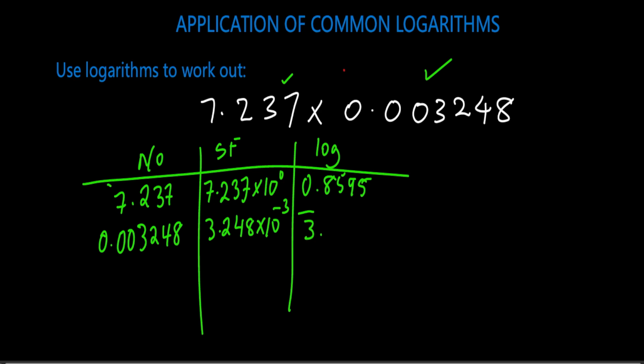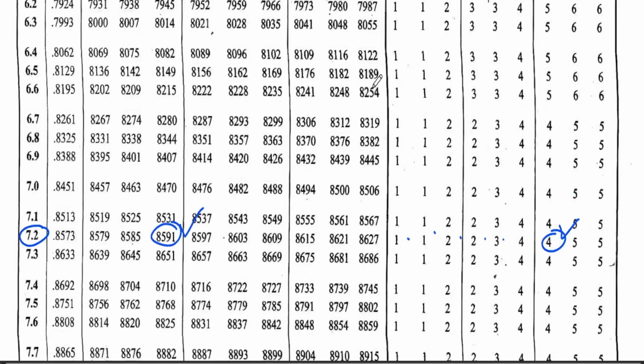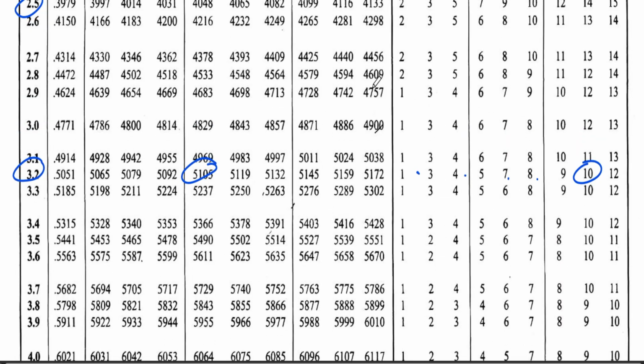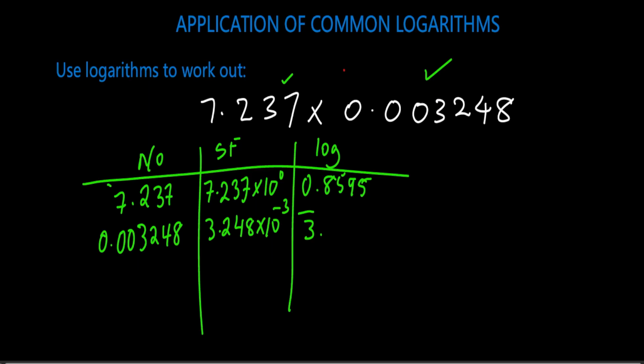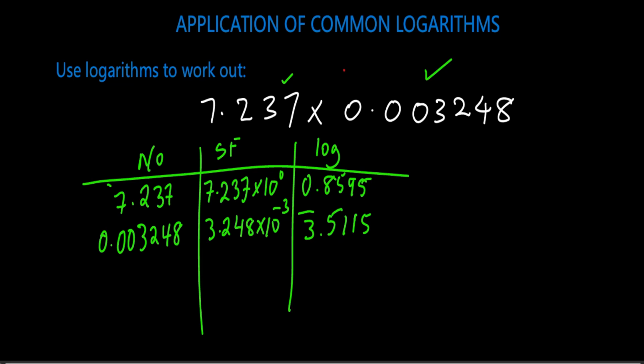Then let's search for the log of 3.248. This is 3.2, this is 4, and this is 8. So you're supposed to take 5105, add it to 10, which is going to be 5152. Correct? Yes. After that, remember this is multiplication, and on the side of logarithm we're supposed to add, so we're supposed to add these.